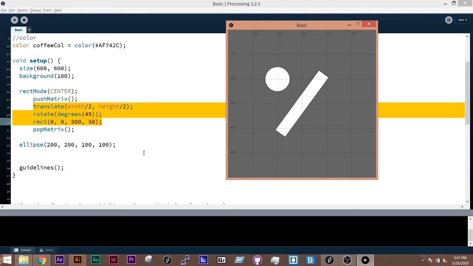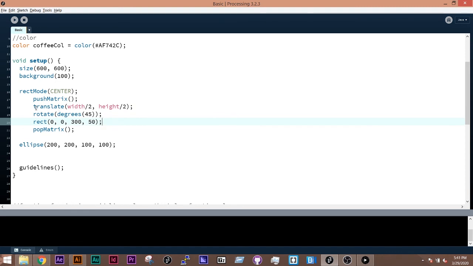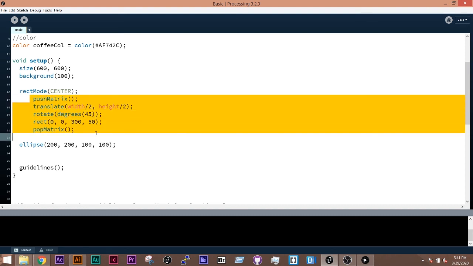So if you want to rotate objects, the first step is you have to translate its origin point. You need to use rotation, and I recommend using the degrees function, and then you need to protect it inside a push matrix and a pop matrix, so that way it can accurately rotate around that origin point.